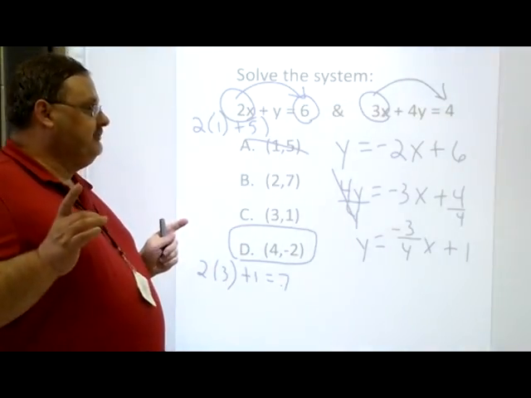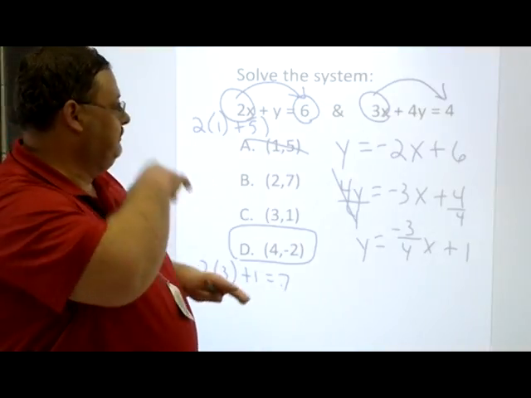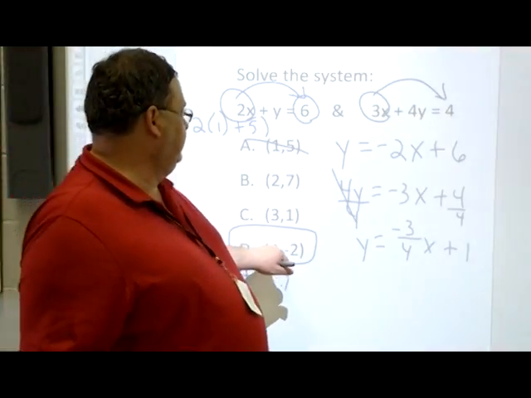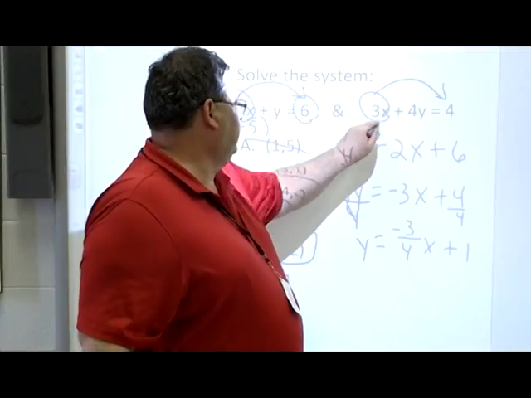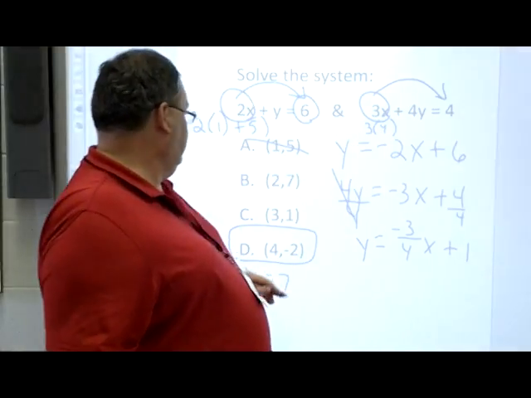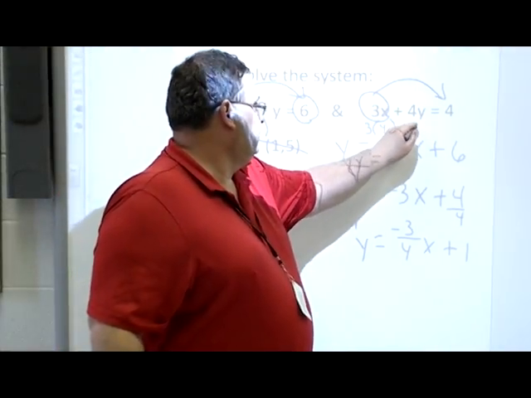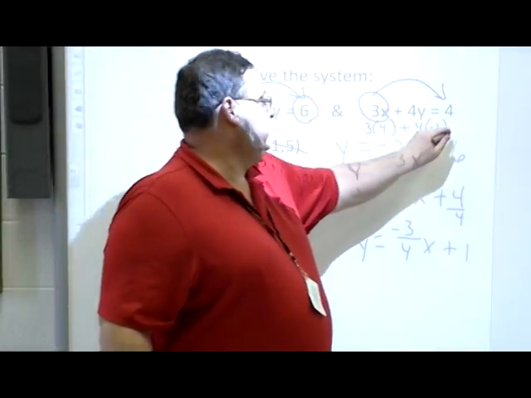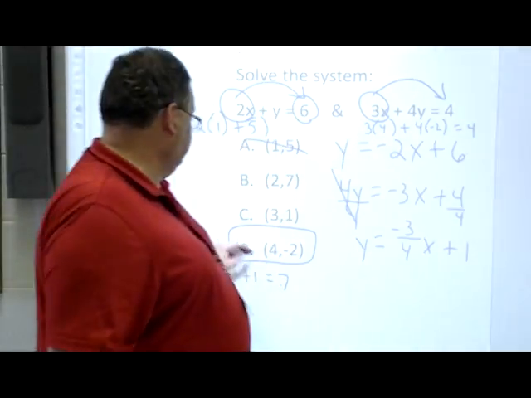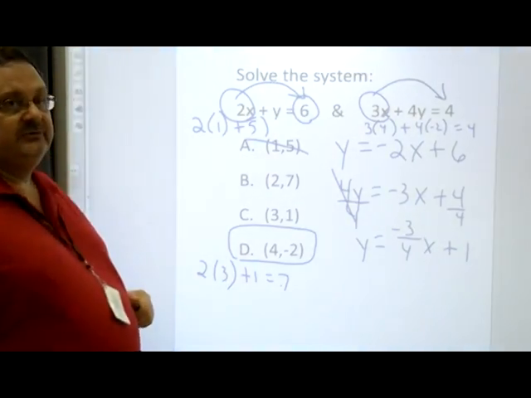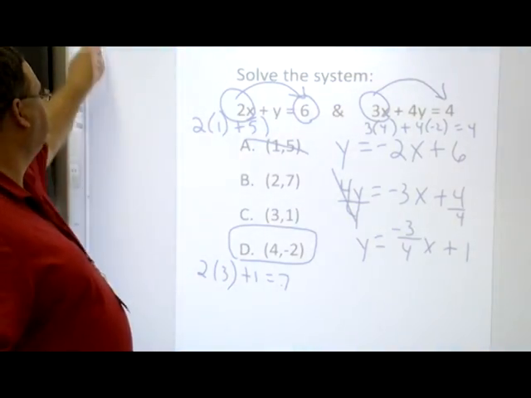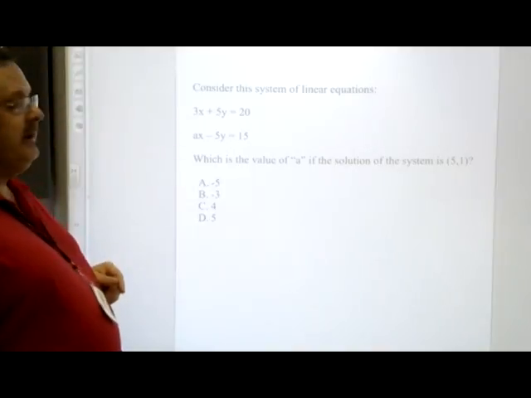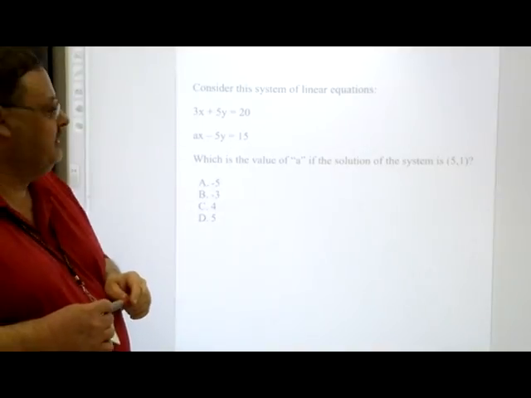Remember, I'm solving for a system, so it must be true in both problems. So let's plug it in over here. 3 times 4 is 12. Plus 4 times negative 2, which is negative 8. And 12 minus 8 is 4. So this answer does solve both equations, and therefore is the answer. Just a little shortcut instead of having to use substitution or elimination.